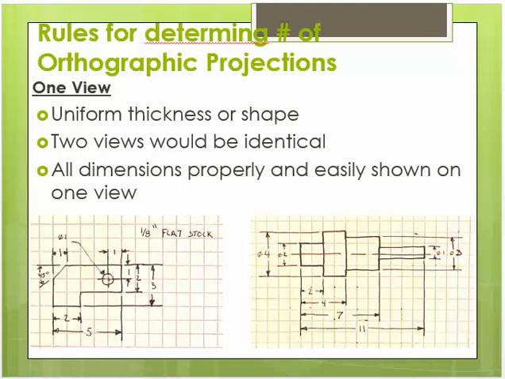So if you were to draw two views, and you had a front and the right side, and they both look exactly the same, get one of them and go down to one view. Whenever you have two views that look the same, get rid of them. That doesn't matter if you're drawing four views, five views, six views. If some of them are repeating, get rid of one of them. We don't need to show all of it. All dimensions properly and easily can be shown on one view.